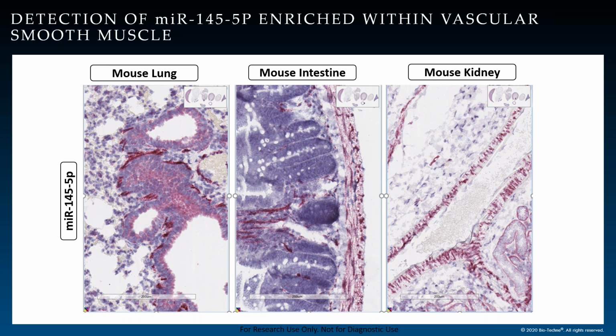Now, on this slide, we actually have captured multiple mouse tissues, including the lung, the intestine, and the mouse kidney, to demonstrate the signal that you can obtain using miRNAscope assay. What we can see is very specific detection in this particular cell type, the vascular smooth muscle cells, whereas other tissues are negative for miR-145-5P.